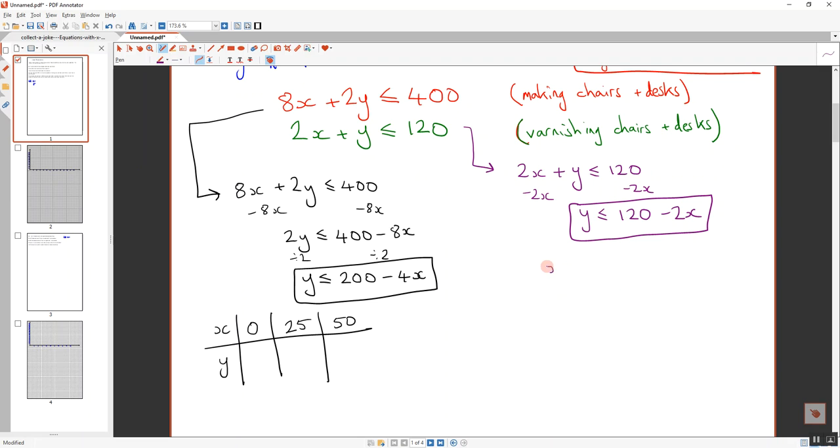Yes, Ian? Why did I go up in 25s? Look at the graph paper. Because of the graph, it'll make it easier if you look at the graph.